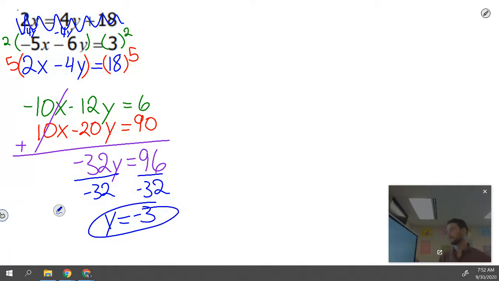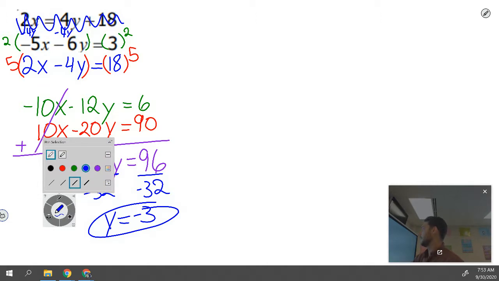Negative 3. Great. Okay, so that was definitely a little bit more complicated, but remember the whole plan is one, make sure they match up vertically, okay, which we did. We moved that y over in that first equation. Then we make sure they match up numerically, one positive, one negative, so when we add them together, something cancels. And we solve for y. Don't forget to go back and plug it into one of these equations. You can do it just about anywhere.